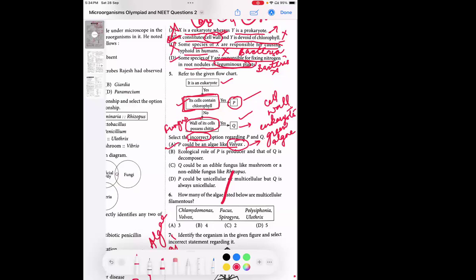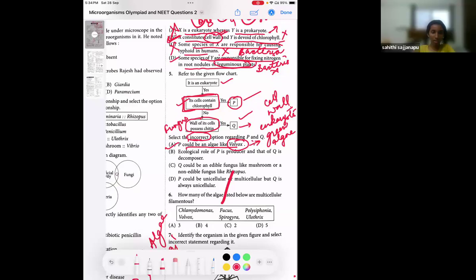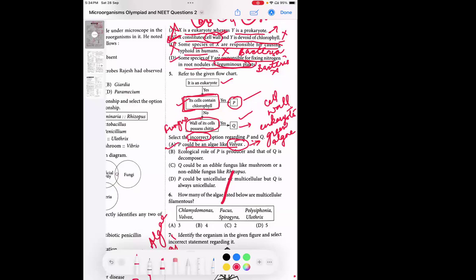Volvox is basically the green algae, and also they are eukaryotic. So now, is this statement correct or wrong according to you? P could be an algae like volvox. Correct, right? Why? Because if it is algae, then they should have the chlorophyll, and if they have the chlorophyll, then definitely they are eukaryotic. So both the conditions of eukaryotic and green algae are complete for this. That is why the statement is correct.